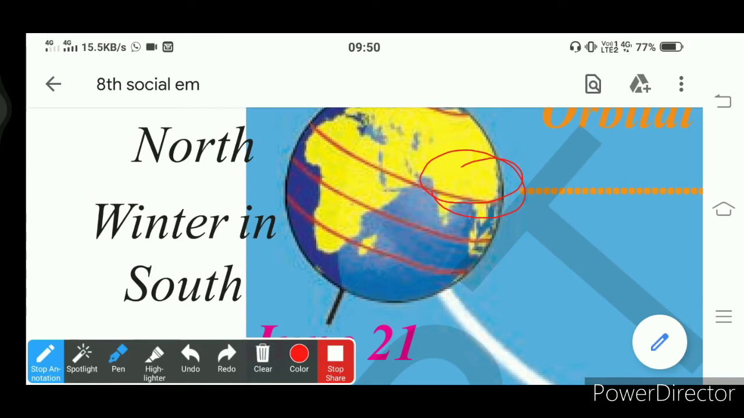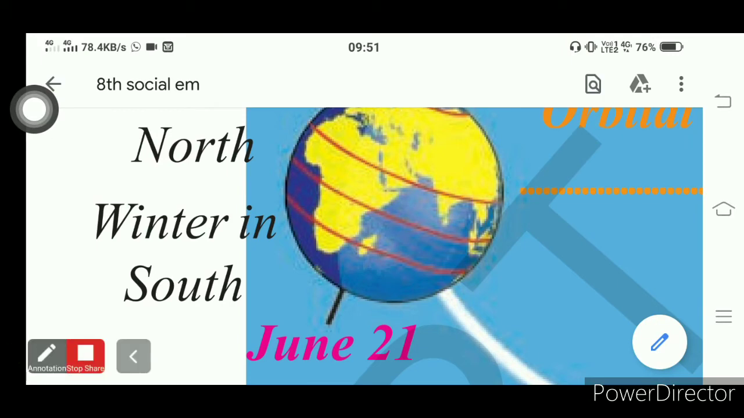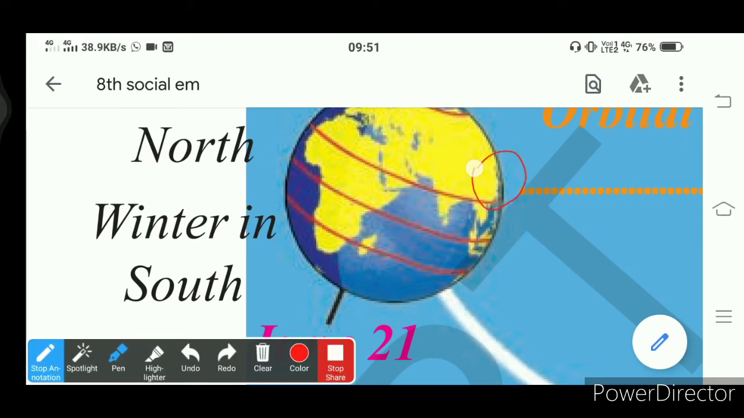It means this is the area facing directly to the sun on June 21st, right? So here it will be very hot as it is exposed to the sunlight. At this moment on June 21st, this is the area exposed directly to the sunlight. So in this area it will be hotter on June 21st, because this is the area exposed to the sunlight directly.